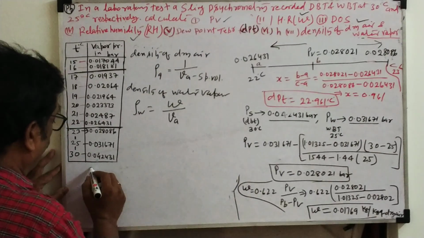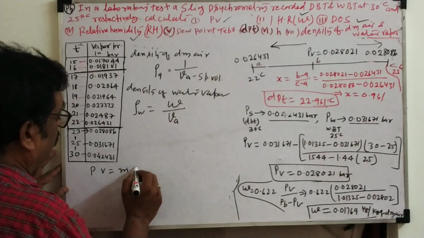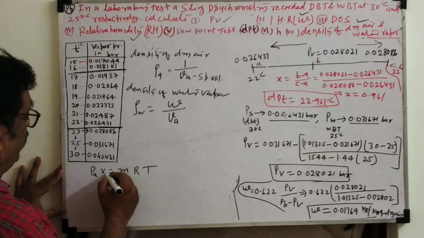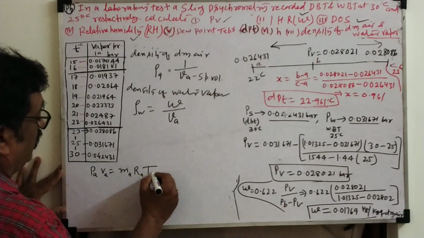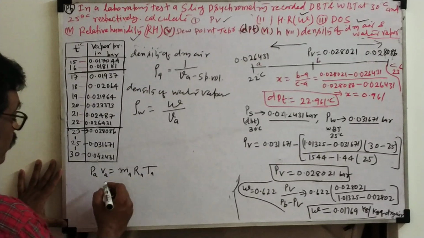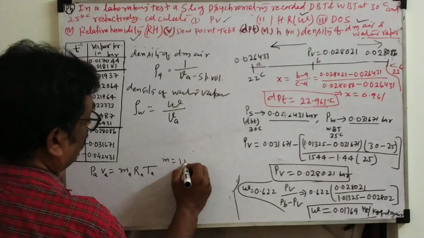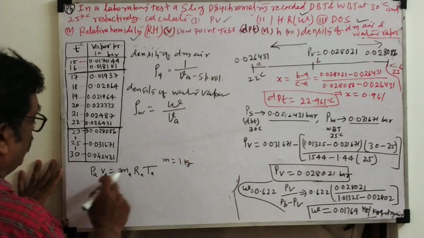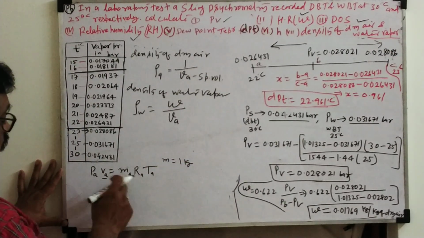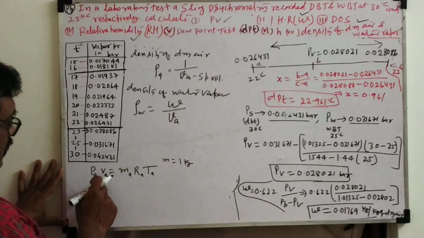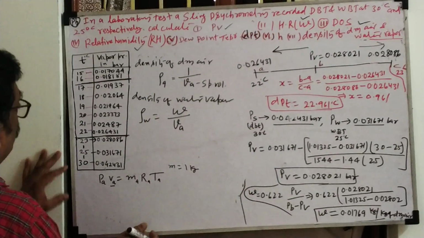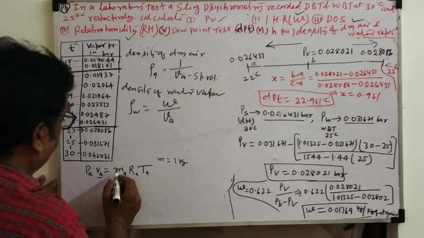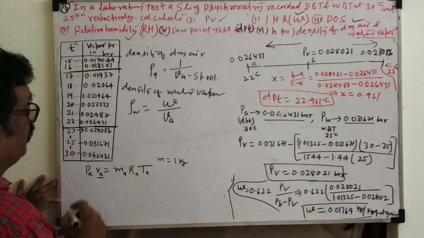See here, we have a formula. PV is equal to MRT, the gas equation. So if we take the partial pressure of dry air, volume, mass, and temperature, if we consider mass is equal to 1 kg, then this volume becomes the specific volume. So PA VA by MA, per unit mass, equal to RAT. If we divide VA by MA, this will become the specific volume.